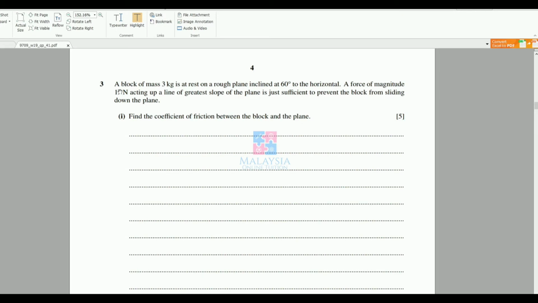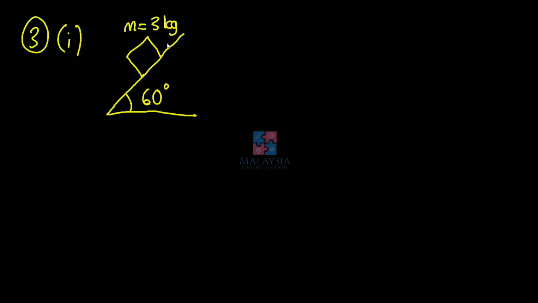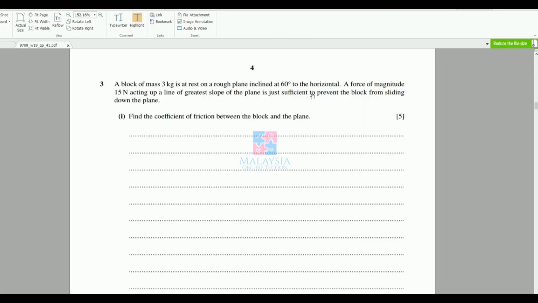So we have a force of magnitude 15 newtons acting up a line of greatest slope. That means we can say that it is pulling up 15 newton or pushing, it doesn't matter. So let's say 15 newton acting up the slope. Then, just sufficient to prevent the block from sliding down. So that is a very important statement there.